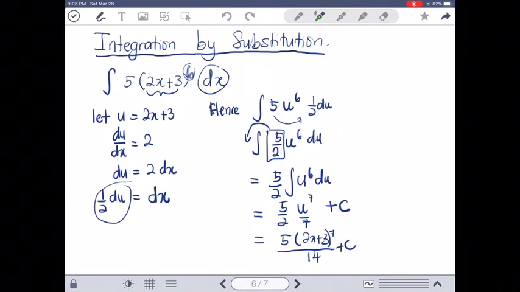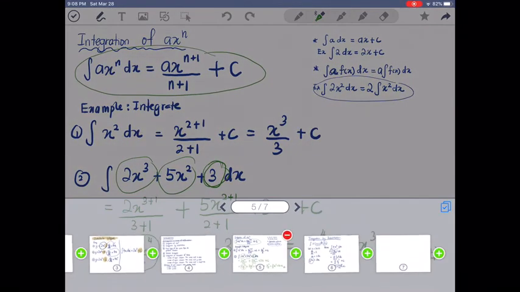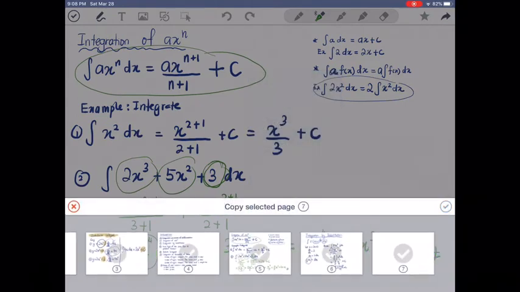More examples. Maybe let's have a look at more examples. One or two more.